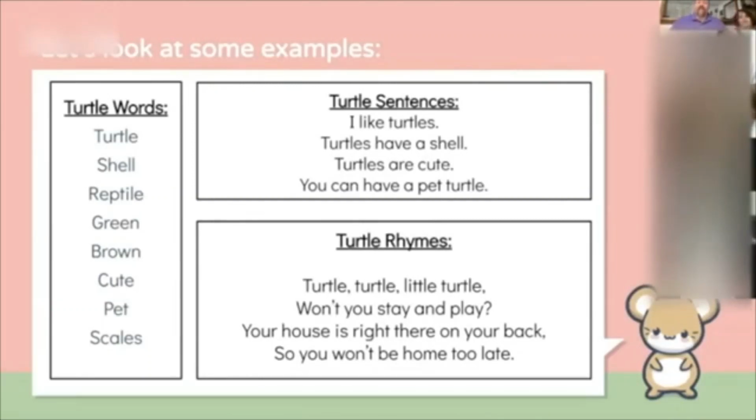Okay. And then I also created a rhyming version of my sentences. Turtle, turtle, little turtle, won't you stay and play? Your house is right there on your back, so you won't be home too late. So those are 3 different versions of different types of poems that you can create.